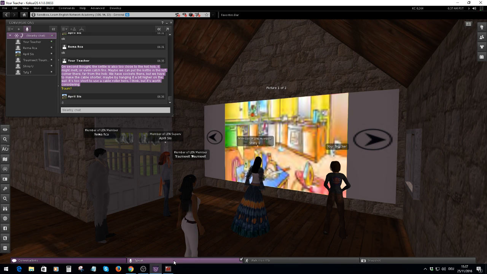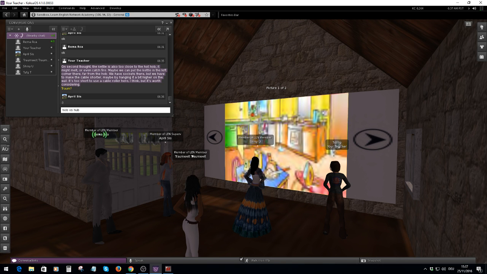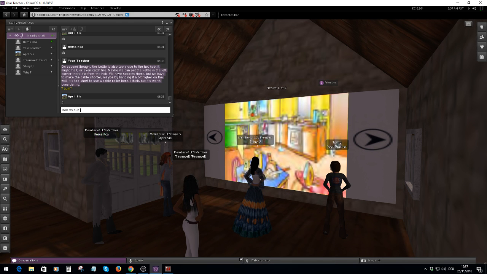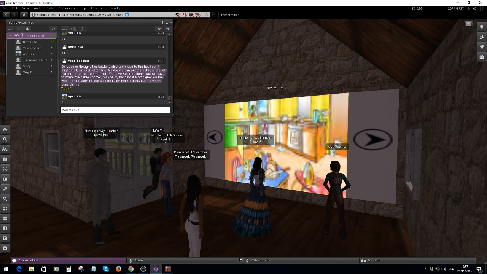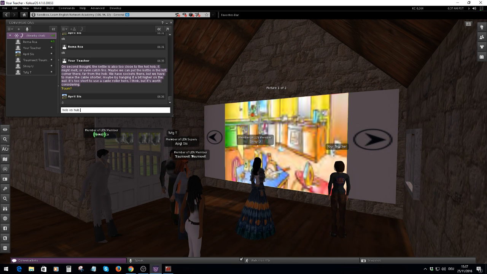Okay. So, would you like to start reading? Okay. On second thought, the kettle is also too close to the hot hob. It might melt or even catch fire. Maybe we can put the kettle in the left corner there, far from the hob. We have sockets there, but we have to make the cable shorter, maybe by hanging it a bit higher on the wall. It's too short to use a cable roller here, I think, but it's worth considering. Very good. Well done.